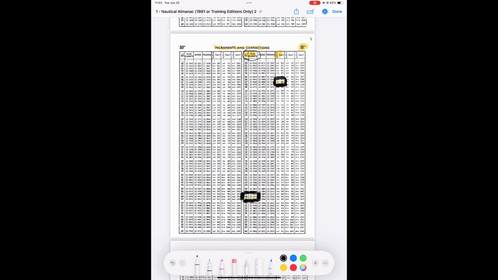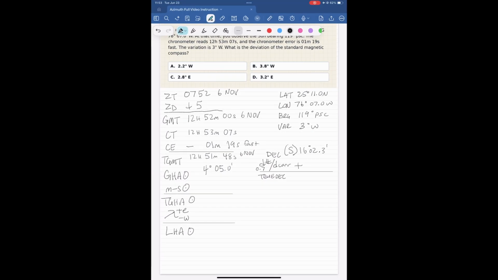You see seconds right here? Seconds. Scroll down to right here. 48 seconds will be 12 degrees, 57 minutes. All right? 12 degrees, 57 minutes. Okay?